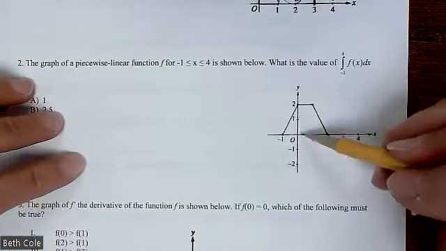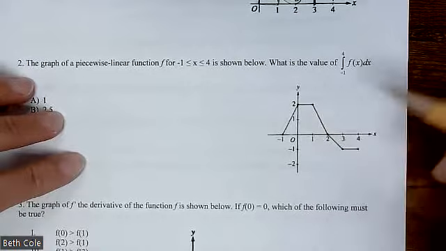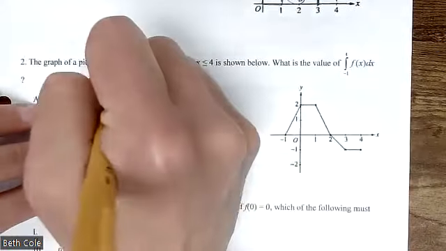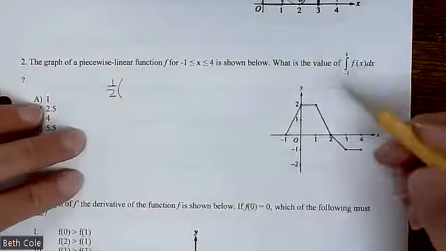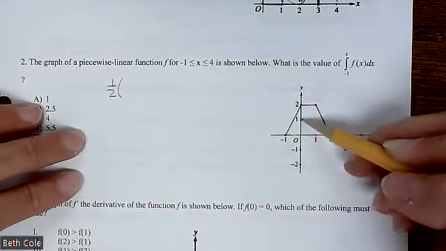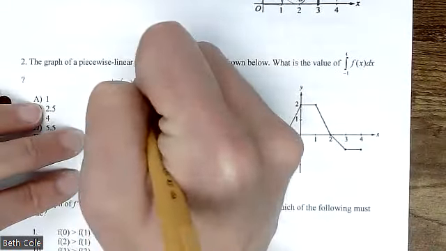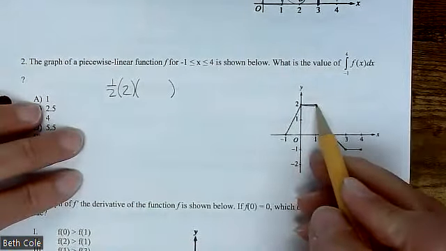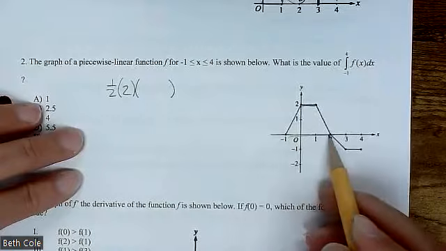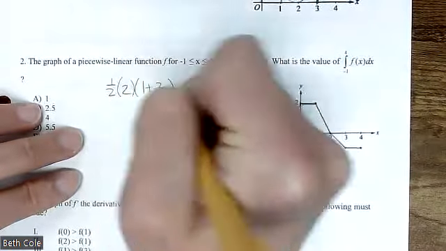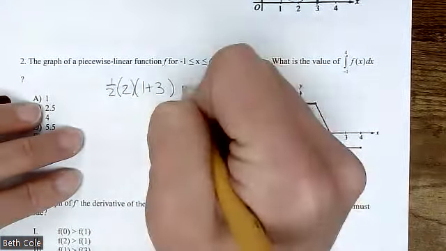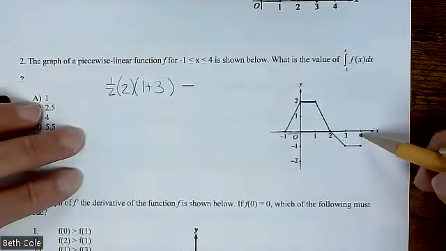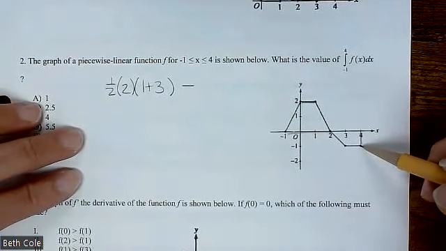Now, if you don't like that it's a trapezoid, you could break it into a rectangle and 2 triangles, but let's review the trapezoid formula. It's 1/2 height, which is 2. Good, it's right side up for once. And then you add the bases together. So this one's 1, and this one is 3.